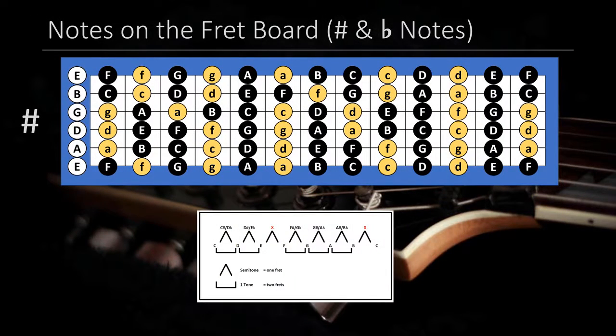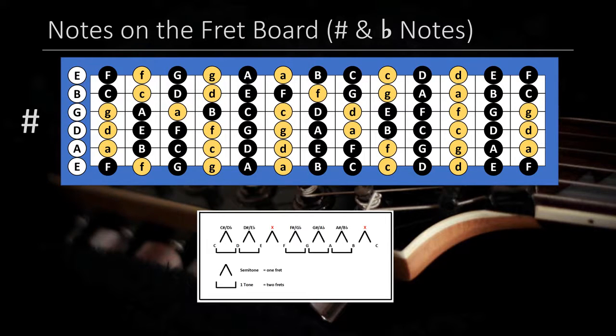Okay, so then I thought, let's put in all of the sharps and the flats, which completely fills up the fretboard. So what we have here is you've got your major notes, which are the black circles, and then the yellow circles are infilled with all of the sharps.